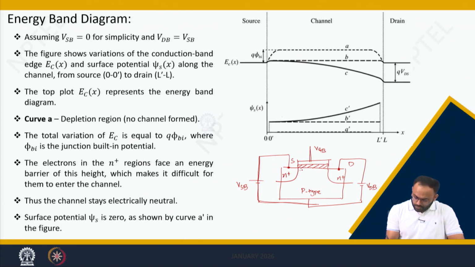The inversion forms, like what we have discussed in the two-terminal MOS. In the sense, if VGB is small, then what will happen? Then there is no inversion.